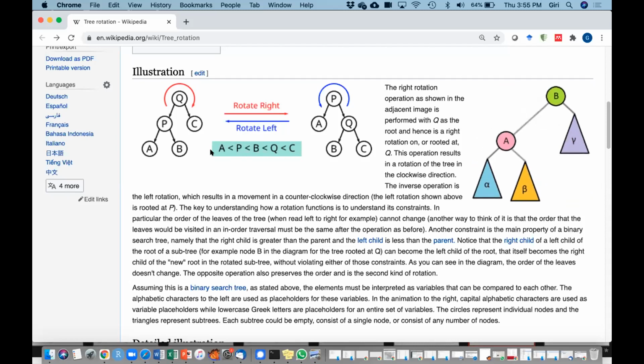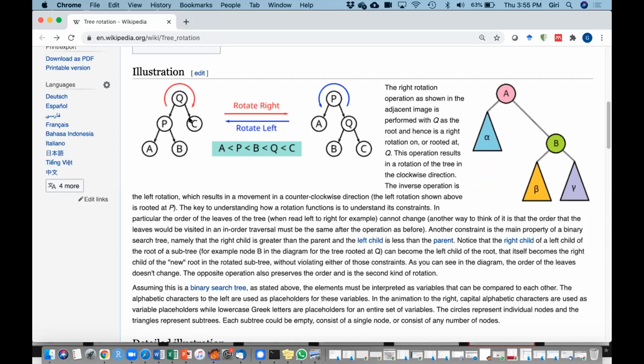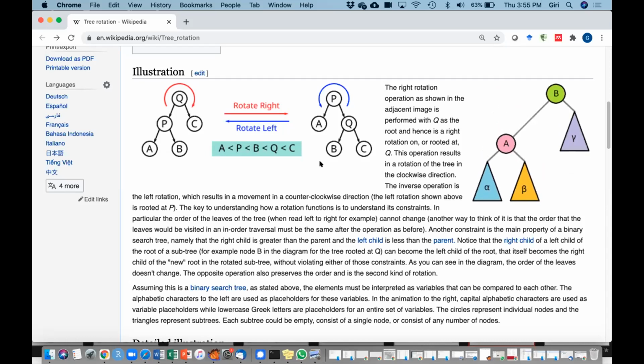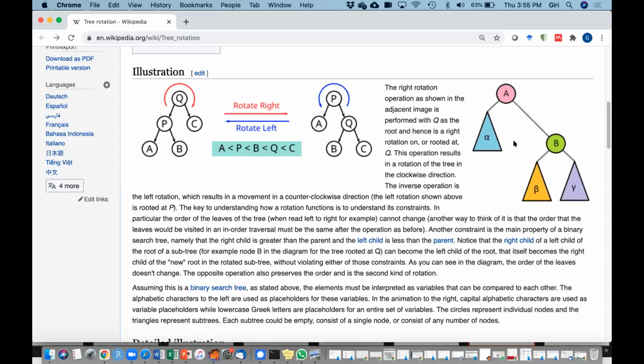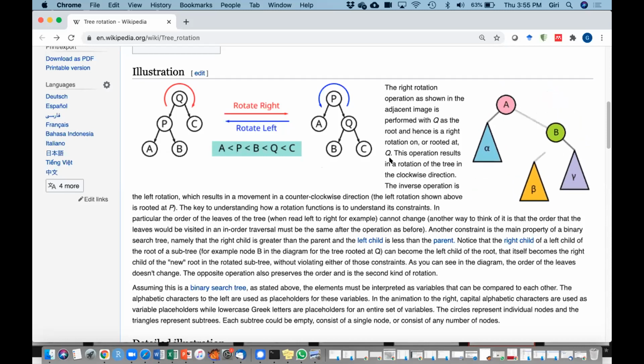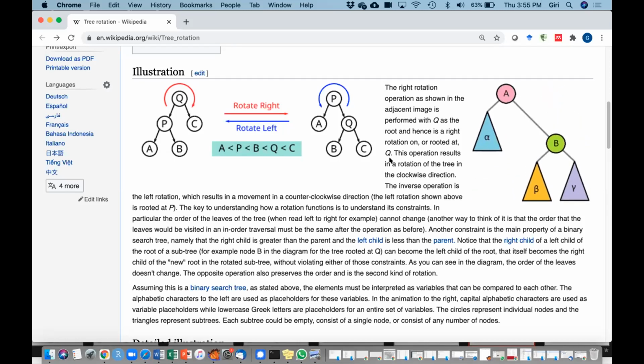In fact, it's also shown over here. It says that A is always smaller than P, is always smaller than B, is always smaller than Q, and it's always smaller than C. And the same is true over here. It still keeps that ordering satisfied in exactly the same way. And all that is satisfied even here, where it's not just one node, it's an entire subtree that hangs off of A or B or C. So these rotations are extremely important because they allow you to rebalance the tree if one side becomes too big.